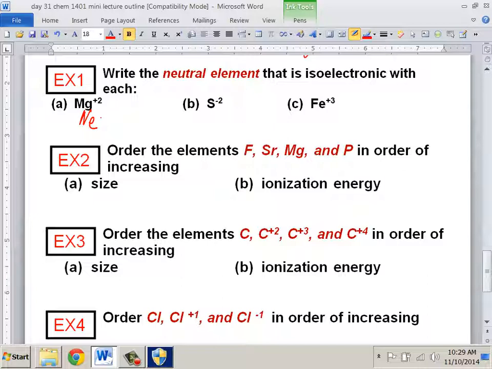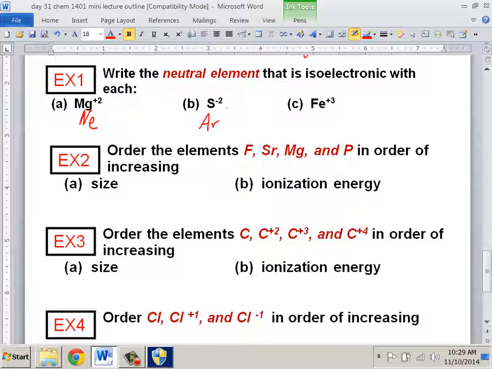Yeah, I know it's weird. S minus 2, you think you want to subtract electrons, but no, you got to give it 2 extra. Right? So find S. See, Paul, you find S and you just give it 2 extra. 1, 2. So everyone agree? S minus 2 is argon.